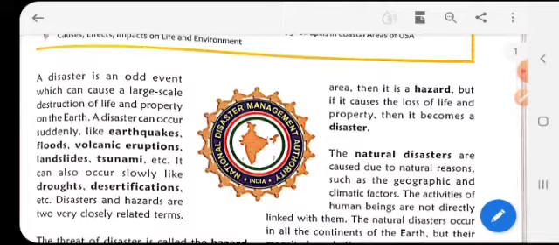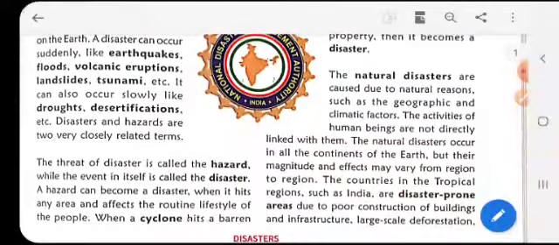So children, you can understand what is the difference between hazard and disaster. They have the same natural calamity, but the damage of life and property is the main difference. In a hazard, it doesn't cause a lot of life and property damage, but in a disaster, it causes the loss of life and property in an extreme condition.